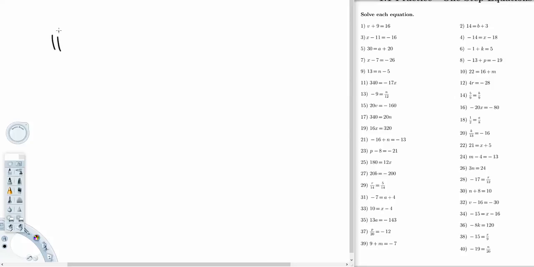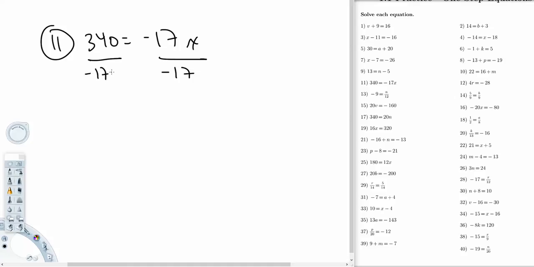Moving along now, number 11. Oh, this gets a little tricky now. Okay, so we've gone beyond adding and subtracting, and now we're going to divide and multiply. Same thing, we have to do the same thing to both sides. So, minus 17 times x. How do we get rid of the minus 17? You divide by minus 17, right? And here you're going to divide by minus 17.